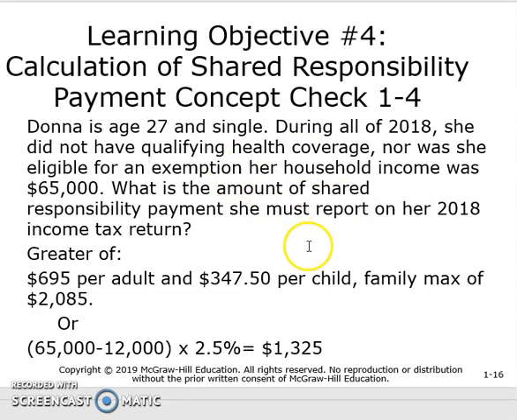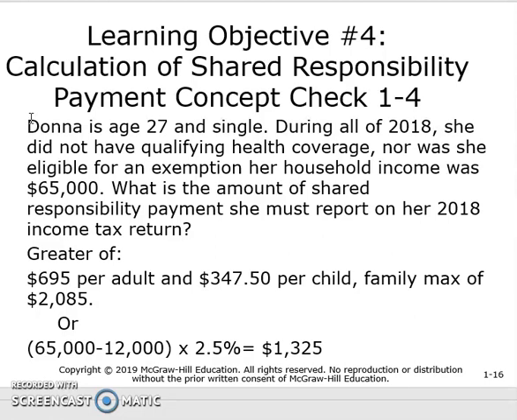So let's take an example of the calculation of that shared responsibility payment. In this example, we're going to take a look at our taxpayer, Donna, who is aged 27 and single. During all of 2018, she did not have qualifying health insurance, nor was she eligible for an exemption. Her household income was $65,000.